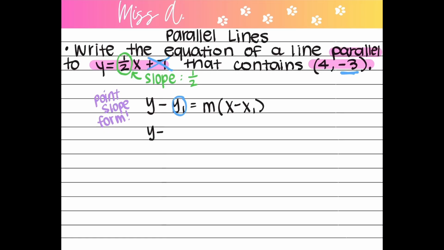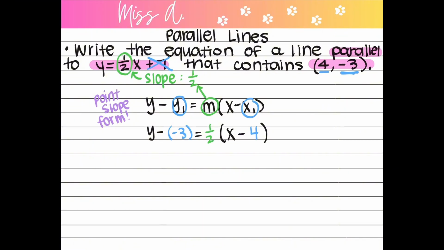So y minus -3. I'm going to put that in parentheses just because I've got two negatives in a row. We'll kind of get rid of that in a second. My m is always the slope, which I've already said is 1/2, so that goes right there. Then I do parentheses, then I do x, and then my x1, which is 4, has to go next. And that one I don't need double parentheses since it's a positive 4, but it doesn't hurt if you wanted to put those around that 4.